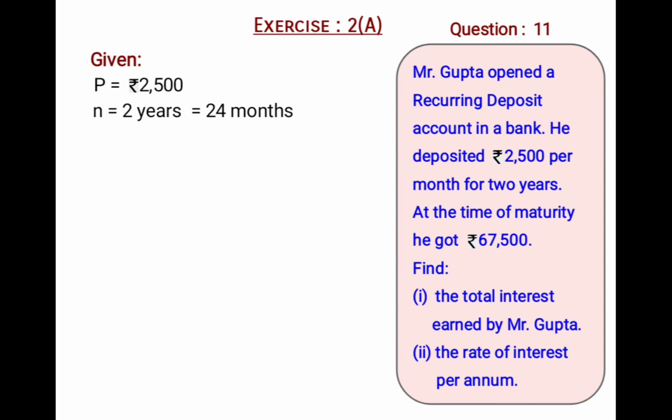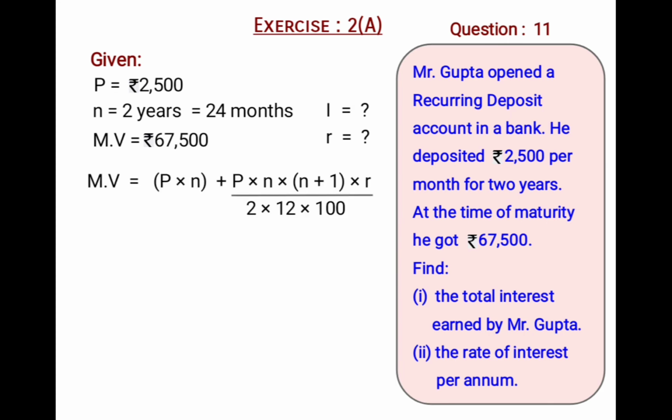At the time of maturity, he got rupees 67,500. MV is equal to rupees 67,500. Find the total interest earned by Mr. Gupta. We want to find the rate of interest per annum, that is R. We know the MV formula, that is MV is equal to P into N plus P into N of N plus 1 into R whole divided by 2 into 12 into 100.